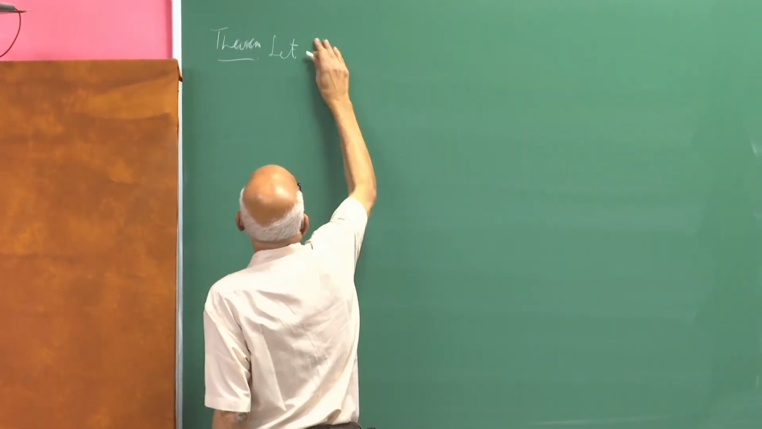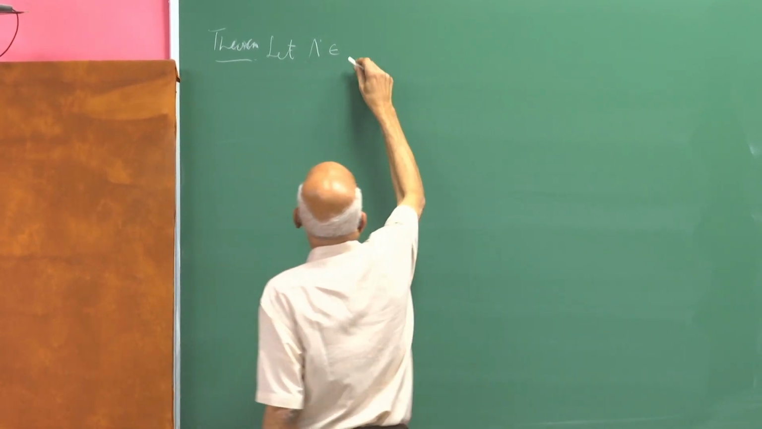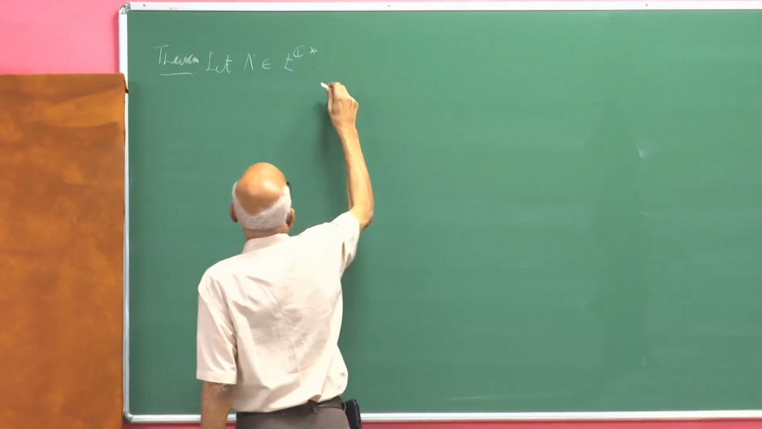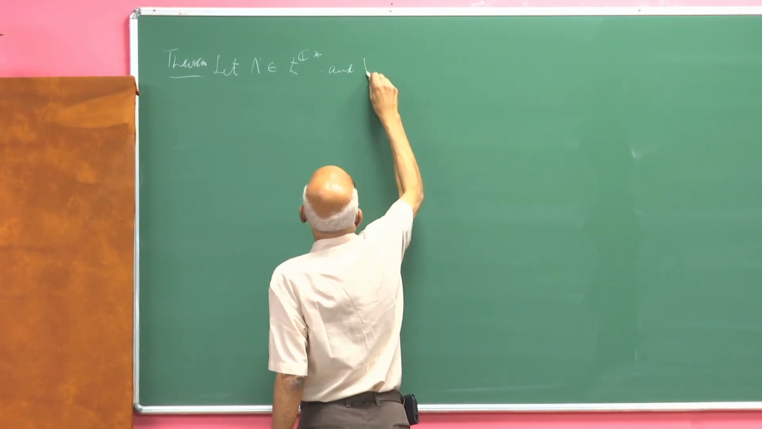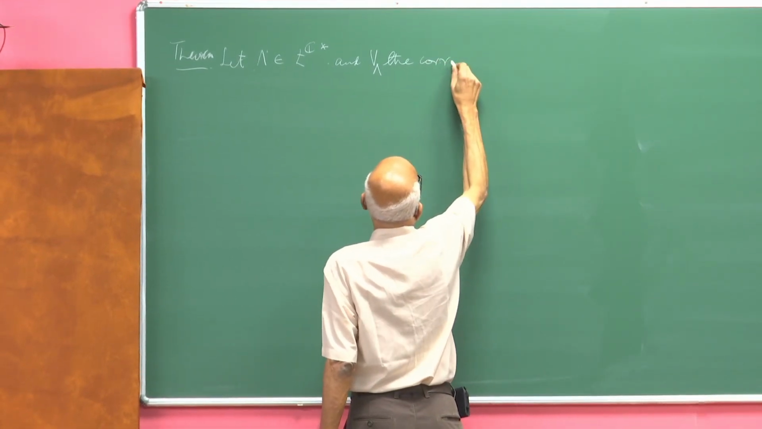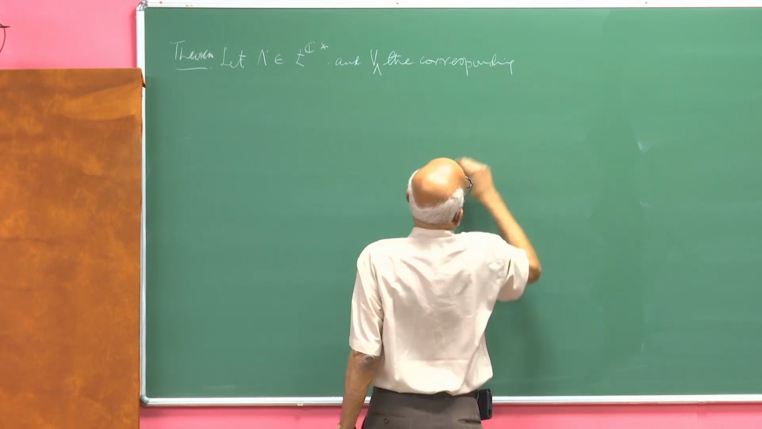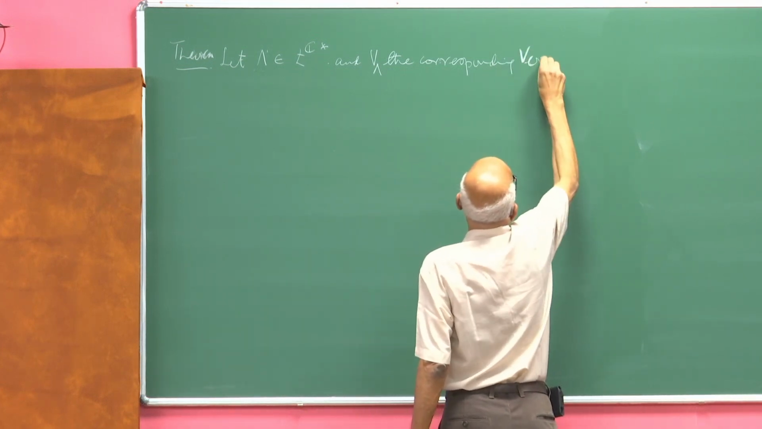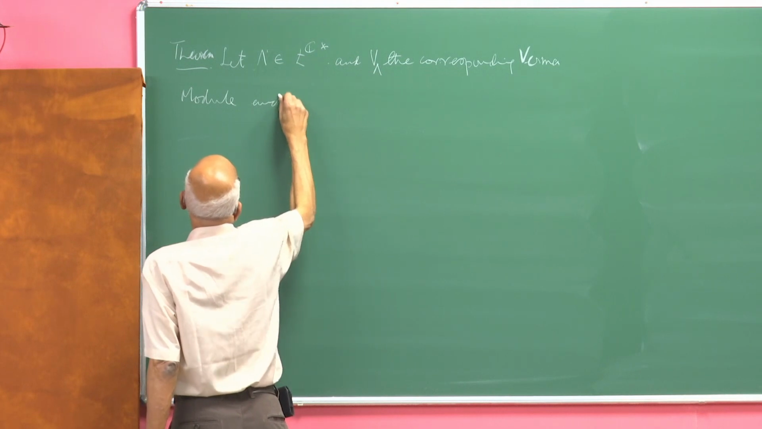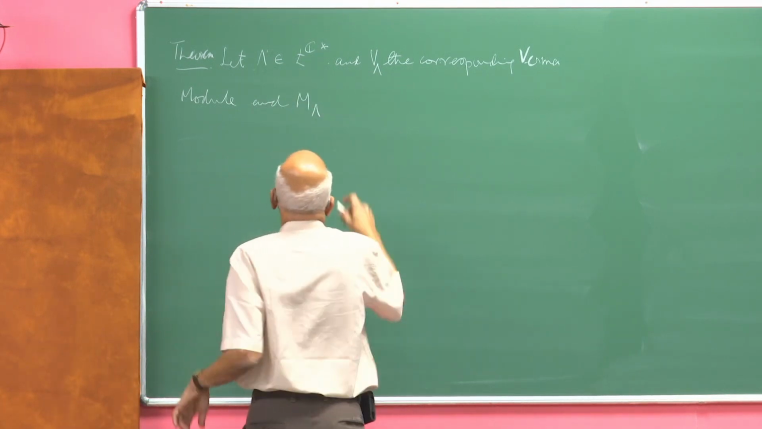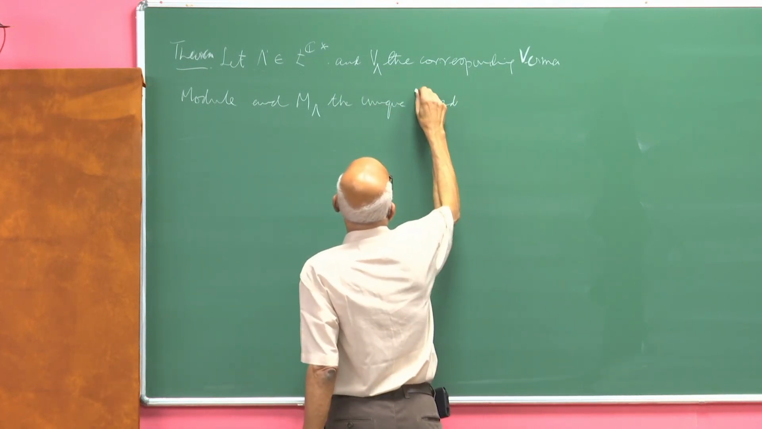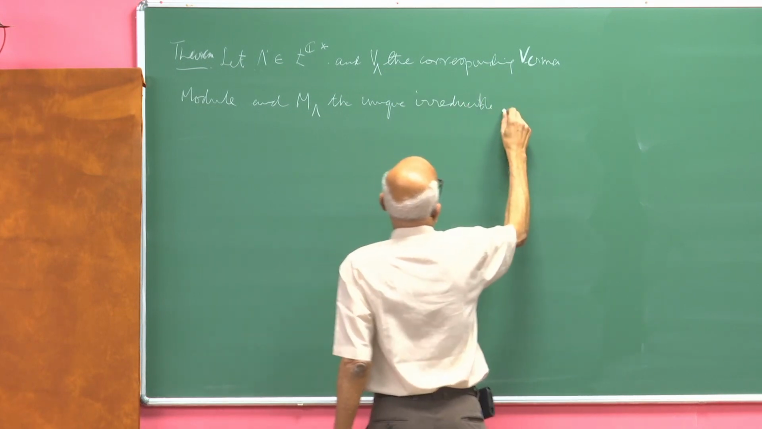Let M(λ), let λ in T_C^*, and V(λ) the corresponding Verma module, and M(λ) the unique irreducible G-module quotient.